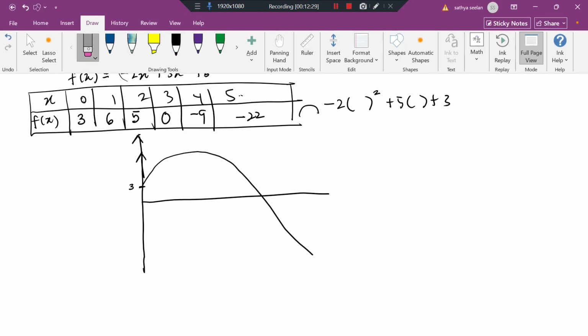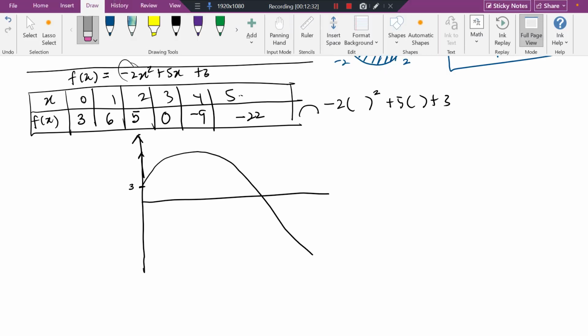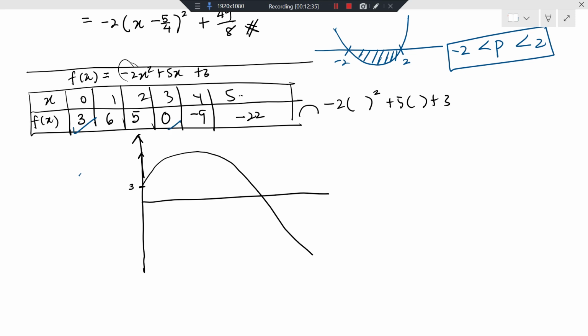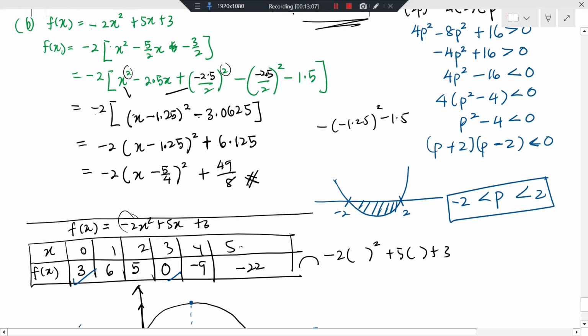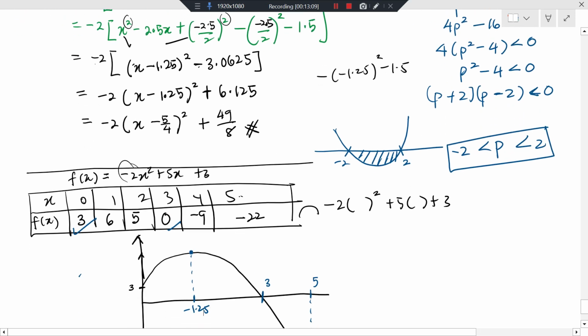Okay, why I draw like that? Because for me the x-intercept and y-intercept are very important. (0, 3) is here, and (3, 0) should be here. And this part should be my ending part, which is 5, and hence this should be your negative 22. And then of course you can label your maximum point. What was the maximum point earlier? Negative 1.25. You can label it here. Negative 1.25.